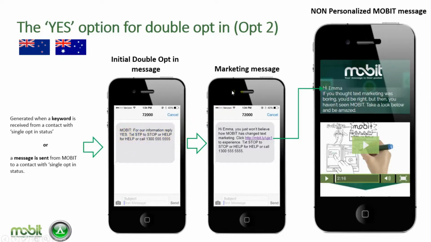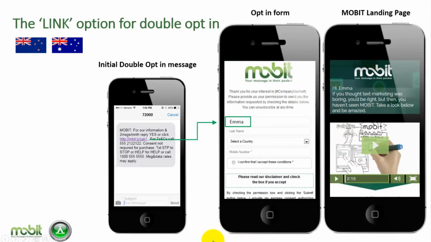On a yes response, they will receive your marketing message, which includes of course your link to the m.bit.ly landing page. The second option of course is again the m.bit.ly link, which is not required by legislation in New Zealand and Australia. However, should you wish to use that, we provide that in the landing page editor as I explained before.